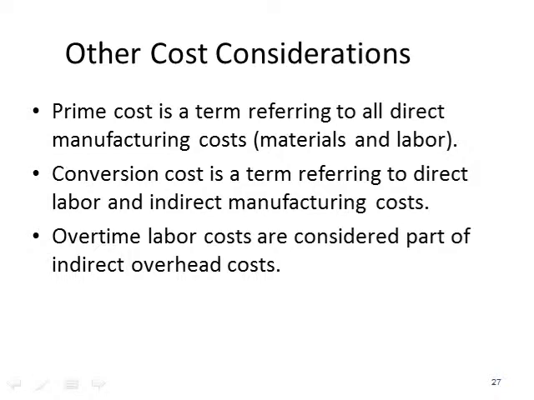And so two additional terms we use to describe cost classifications in manufacturing costing systems are prime cost, and those are referring to all direct manufacturing costs, materials and labor, and conversion costs, which is a term referring to direct labor and indirect manufacturing costs.